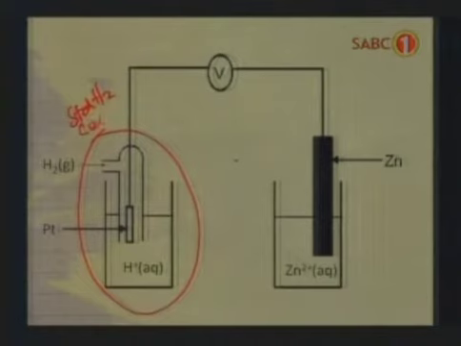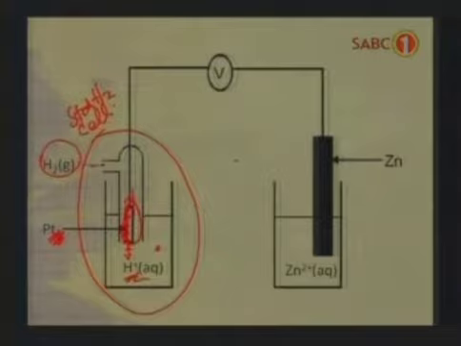Standard hydrogen cell, where you can see hydrogen gas being bubbled over a platinum electrode. The platinum doesn't take part in the chemical reaction as such, but what it does is it allows hydrogen molecules to attach themselves to the surface of the platinum so that they can then react with the hydrogen ions, the aqueous hydrogen ions, which means that we've got a solution in there, an acid solution.